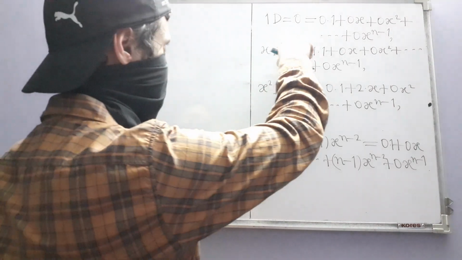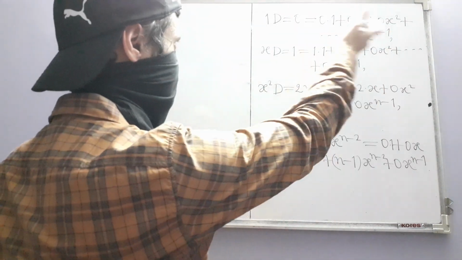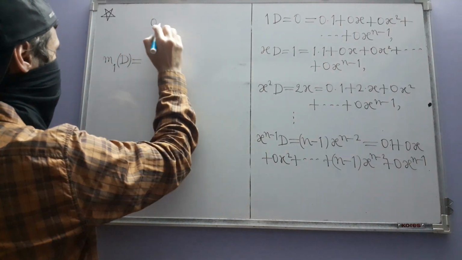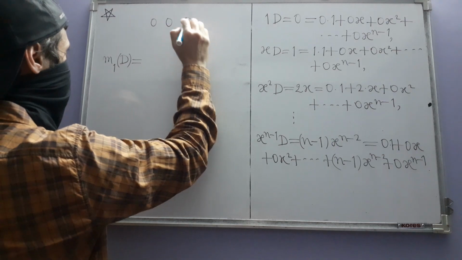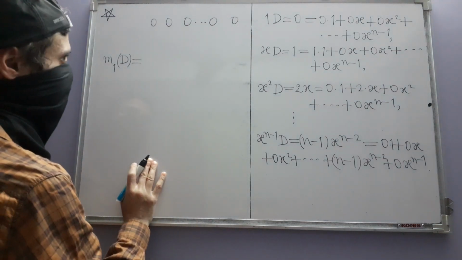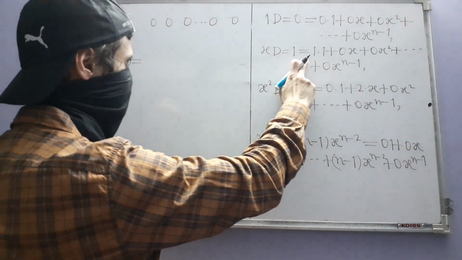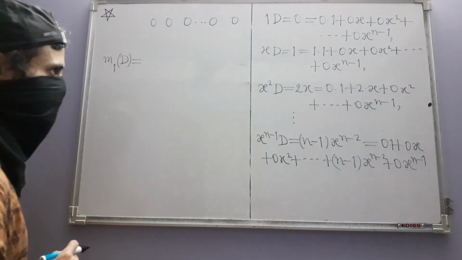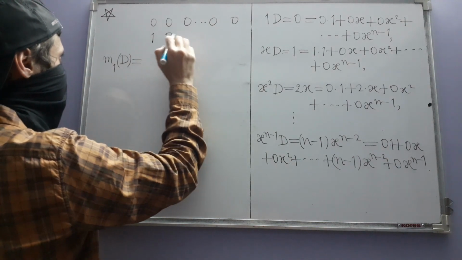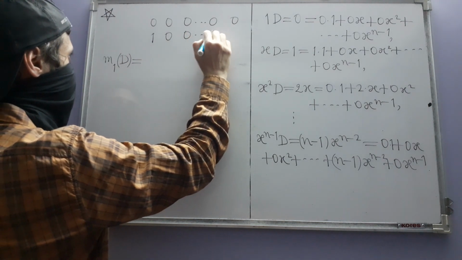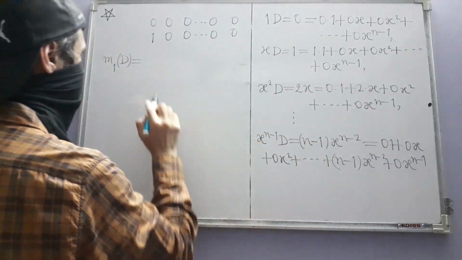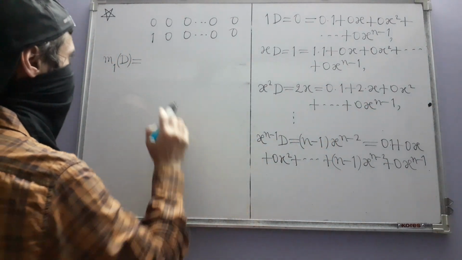So what is the first row? The first row will consist of these zeros only. Okay. In the second row, the first scalar is 1 and the others are 0. In the third row, the second scalar is 2 and others are 0.